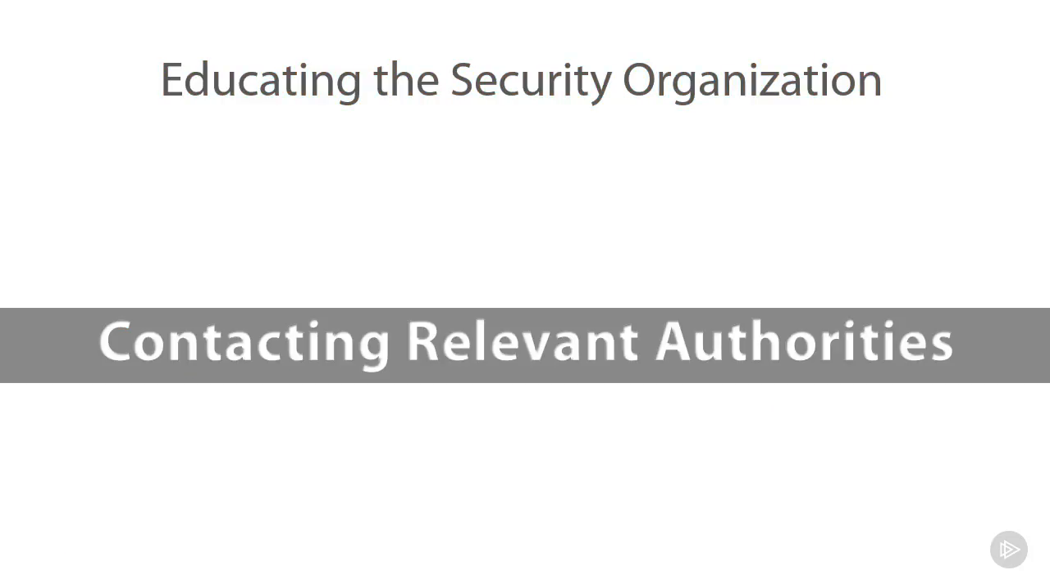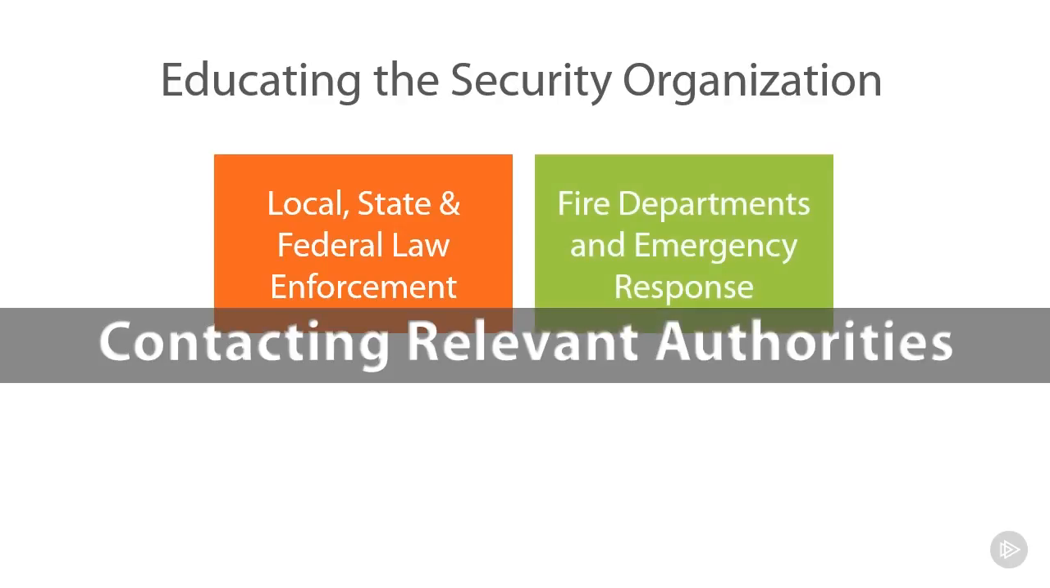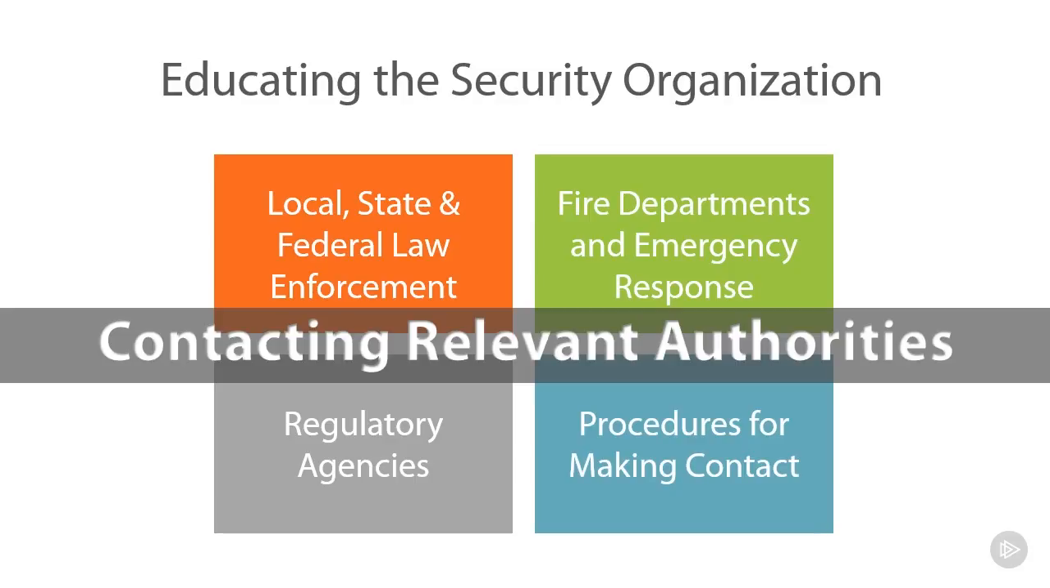A well-established information security organization should train their people on the appropriate levels of contact with relevant authorities. There will be times when it's important for the relevant authorities to be contacted depending on the circumstance. These authorities include local, state, and federal law enforcement, fire departments and other emergency response organizations, or even possibly regulatory agencies. Whenever any one of these need to be contacted, it's really important that a clearly defined documented procedure be in place that defines why, when, and by whom these authorities can be contacted.